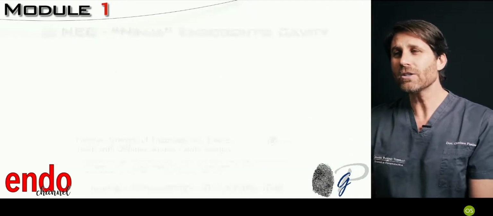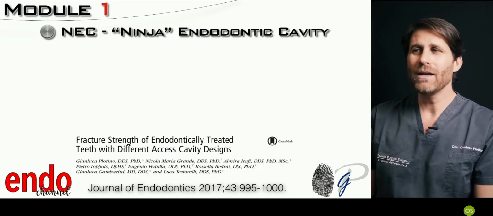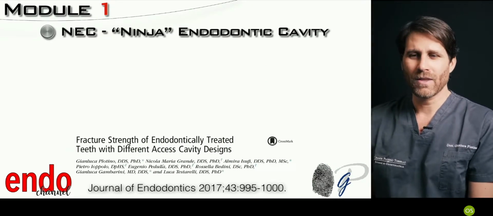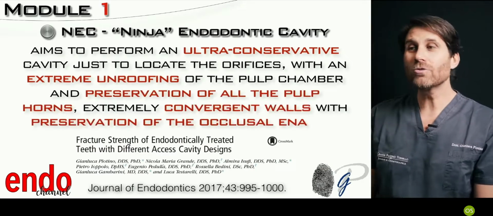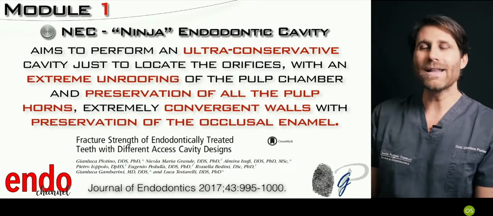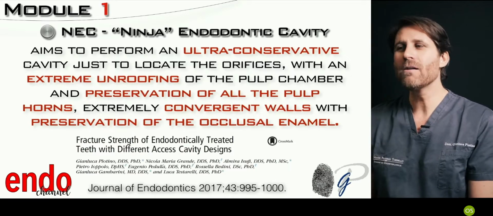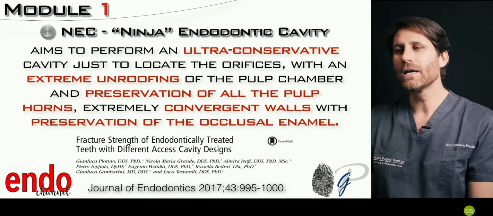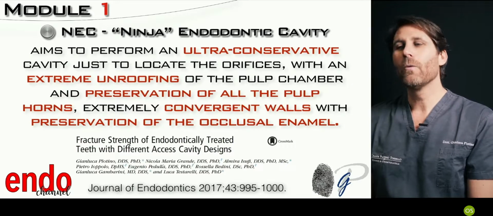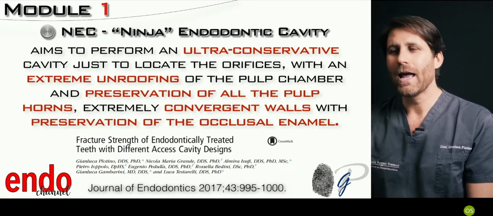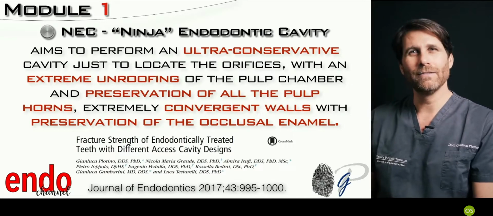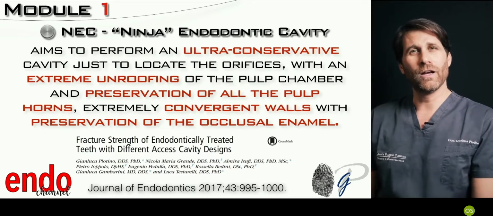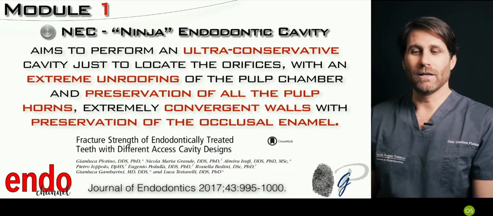The extremization, known on the social web as ninja endodontic cavity, aims to perform an ultra-conservative cavity just to locate the orifices, with an extreme unroofing of the pulp chamber and preservation of all the pulp horns, extremely convergent walls with preservation of the occlusal enamel, again defined in these articles in which we have investigated the influence of this access cavity design on the fracture strength of the tooth, and we will see the results.